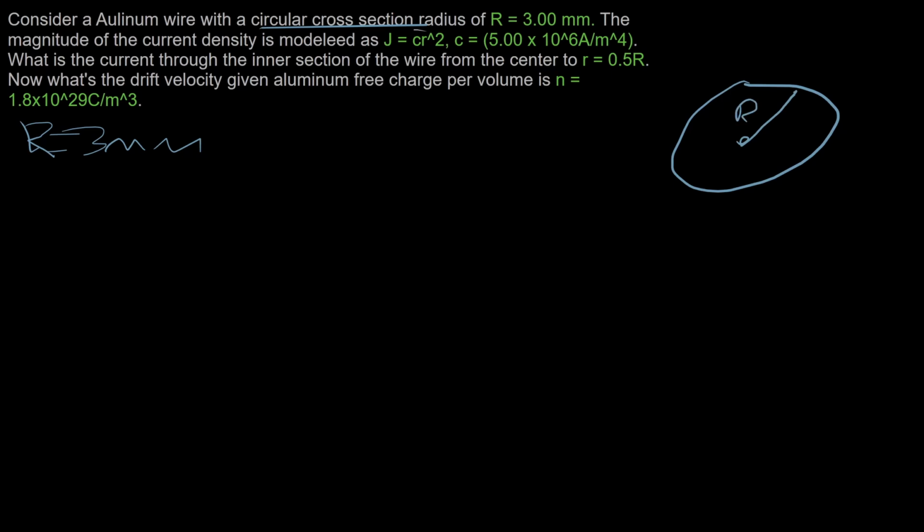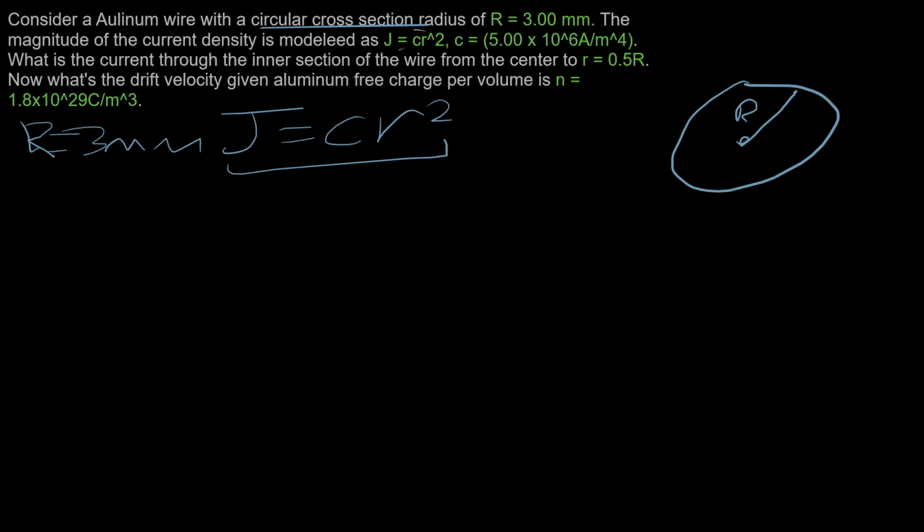It's also a hint if you're a little bit lost, as this will ring a bell in your head. The magnitude of the current density has been modeled as J equals C r squared. This is the equation we're going to be working with for the integral. And we know that the constant C is equal to 5 times 10 to the 6th amps over meters to the power of 4.